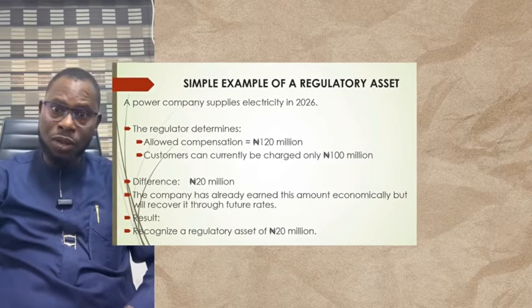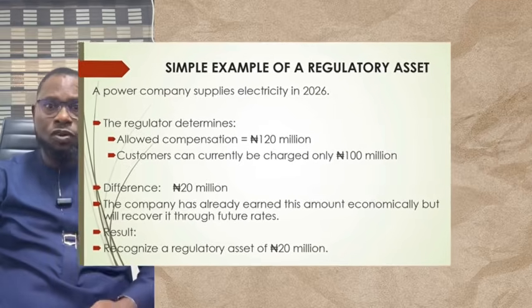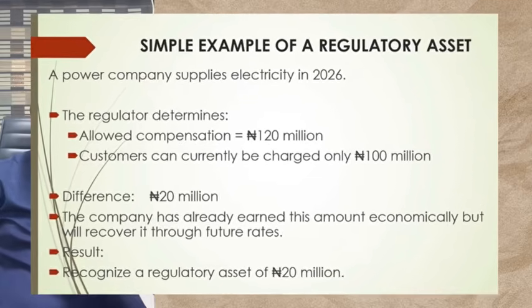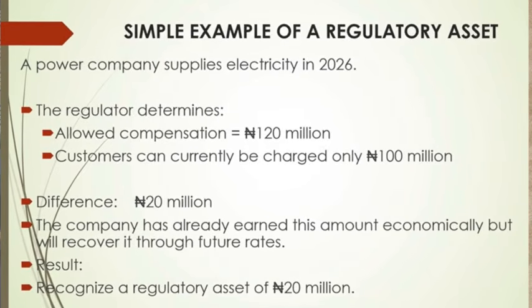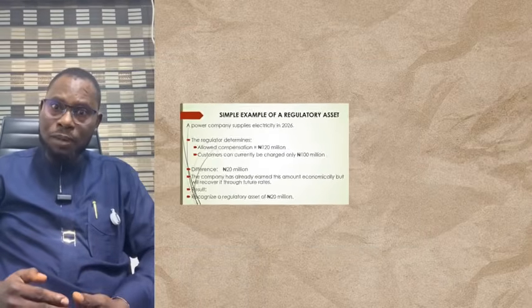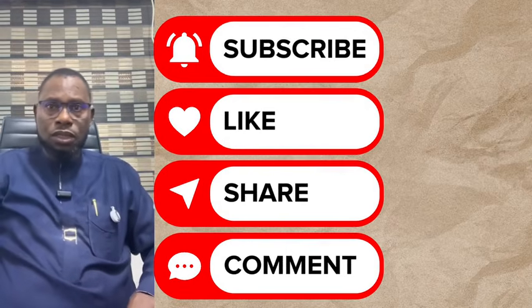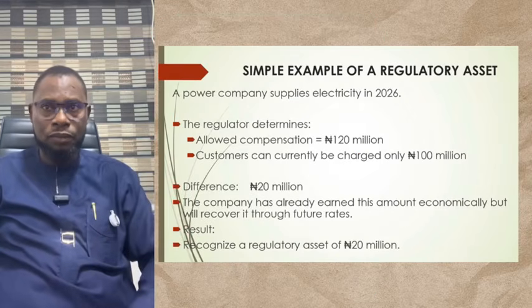This is usually because some of these services are essential. There is a subsidy from government. There is some form of regulation of the rate, because government has to create a good environment for the citizens. So because of that, the regulation perhaps helps to cushion the effects on the customers. So government or the regulator says you can only charge 100 million.